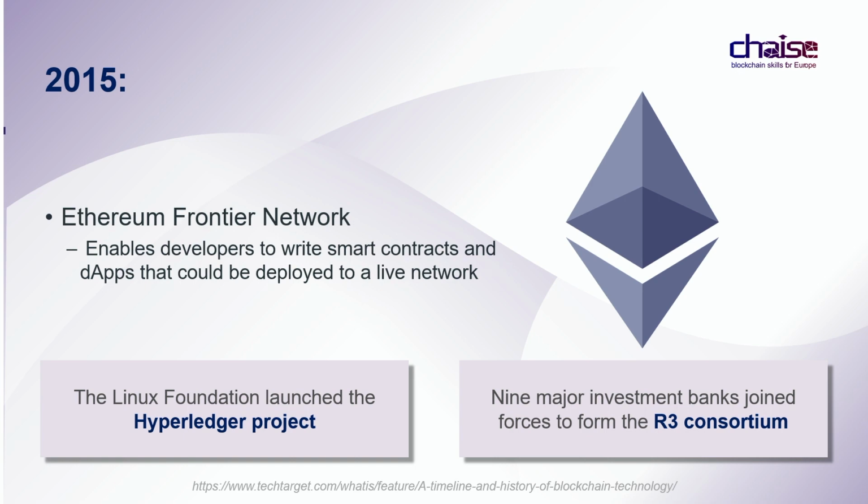But other important events also occurred that year. Nasdaq initiated a blockchain trial. The Linux Foundation launched the Hyperledger project. Nine major investment banks joined forces to form the R3 consortium, exploring how blockchain could benefit their operations. Within 6 months, the consortium grew to more than 40 financial institutions.